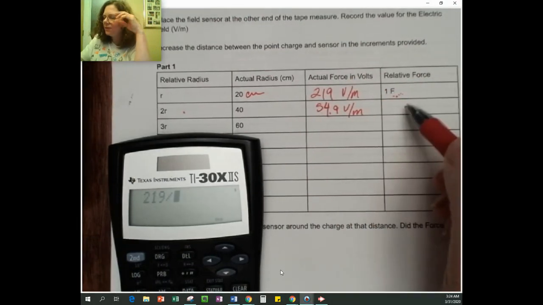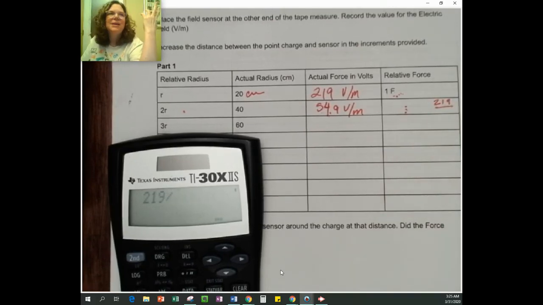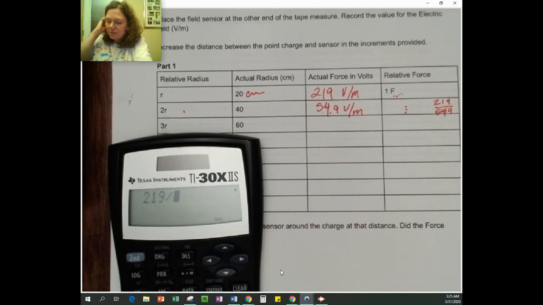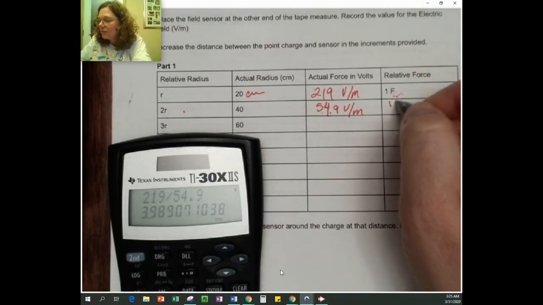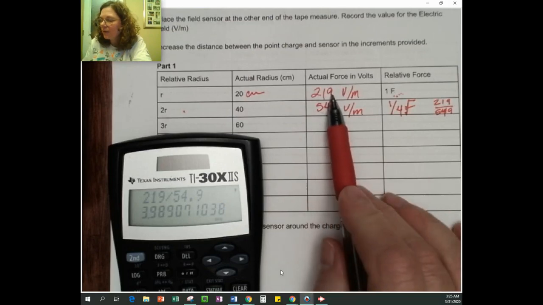So how I'm figuring out this charge is I'm taking the original charge and it's basically a ratio. So 219 divided by 54.9, and we're just seeing how much of what we have. We got 3.98. So that basically is 1/4 of the force. So this is 1/4 of that.